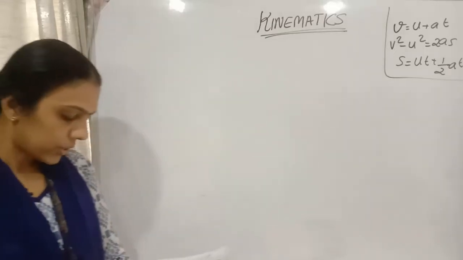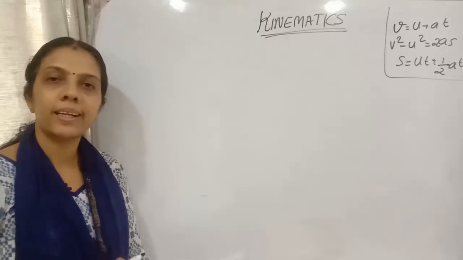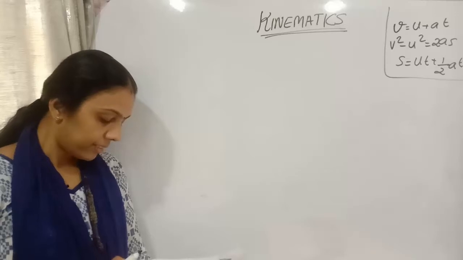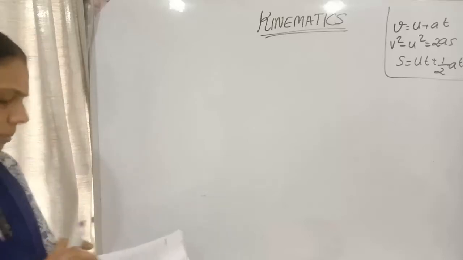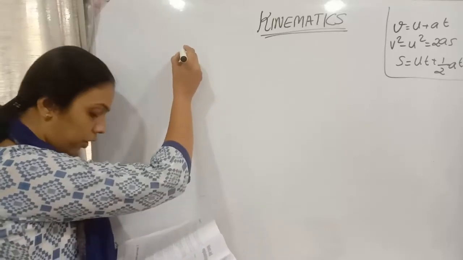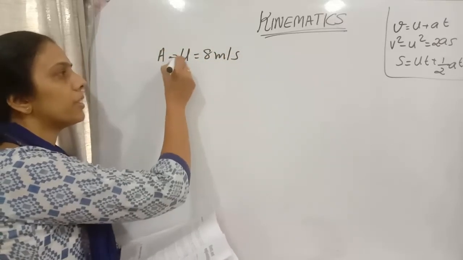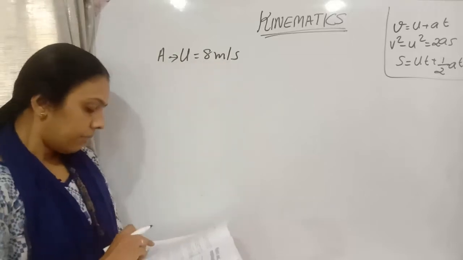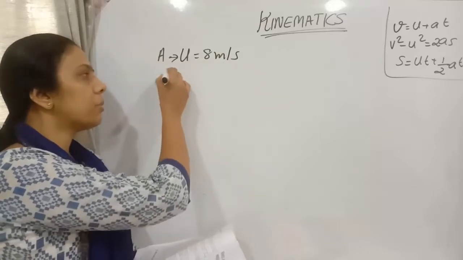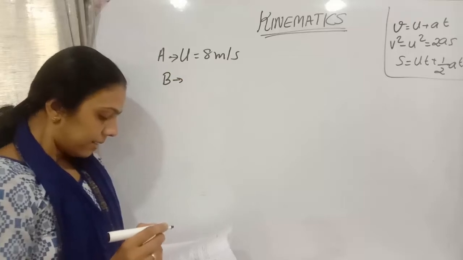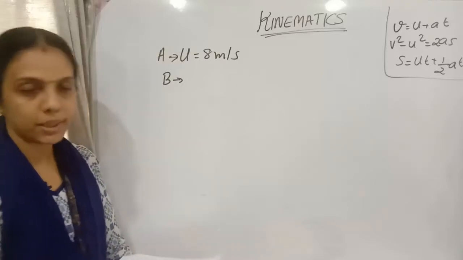When the body has just crossed another body, the second one starts and moves with uniform acceleration of 4 meter per second square. The time after which the two bodies meet will be? So an object A starts moving with a velocity of 8 meter per second. When it has just crossed another body B, the second one starts and moves with a uniform acceleration of 4 meter per second square.